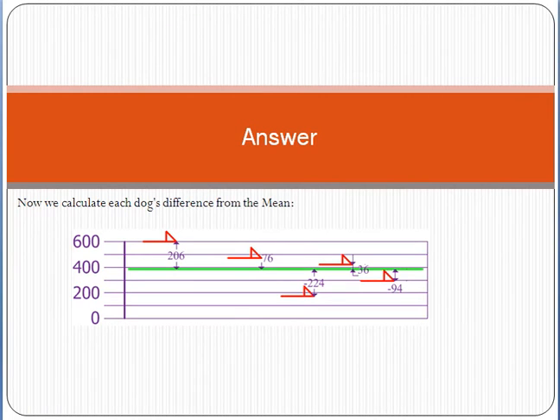Now we will calculate the variance. We have to see how far the values are from the mean. So 206, 76, 224, 36, minus 94. These are the values showing how far they are from the mean. Some are positive, some are negative.